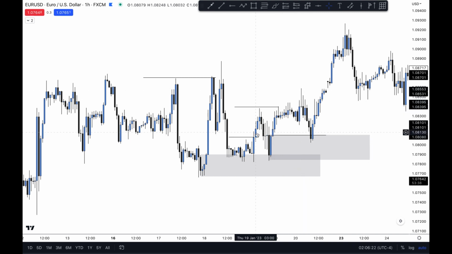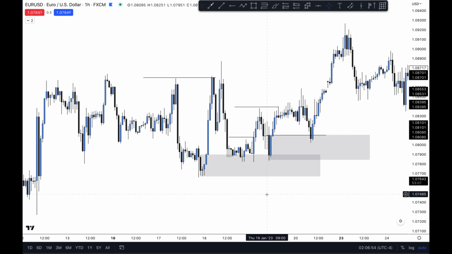And all of this is based off of this first order block right here. It breaks structure to the upside, comes back in, no entry here. It breaks up to the upside. And if you don't like this one because all it did was break internal structure here, then you can wait for this one, because this is now external structure. That price breaks through, makes another high, and then returns into an order block to go to the upside.